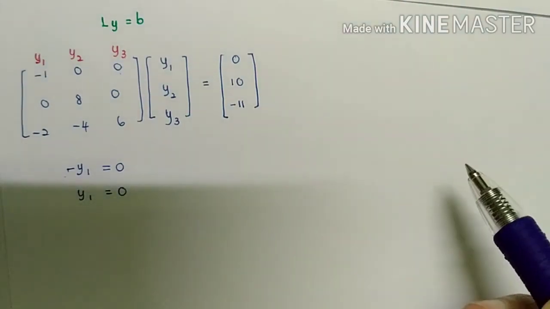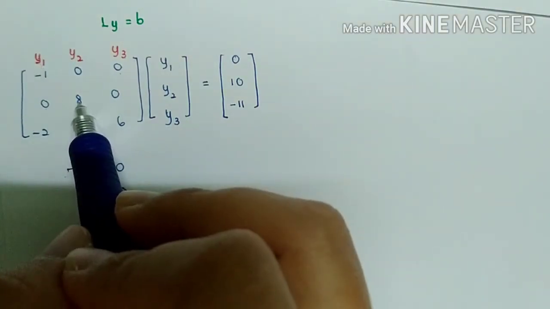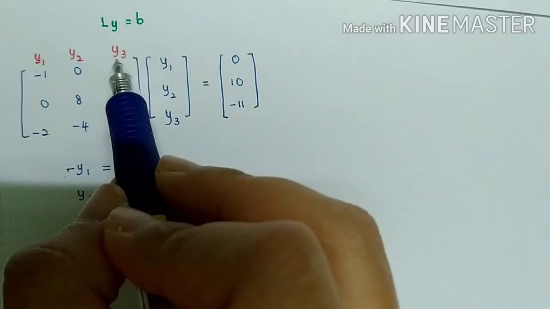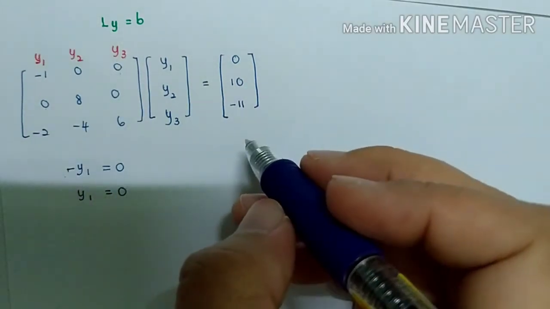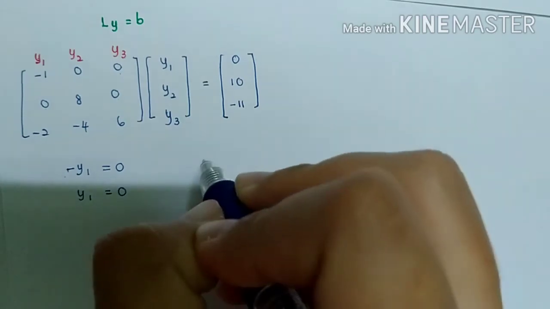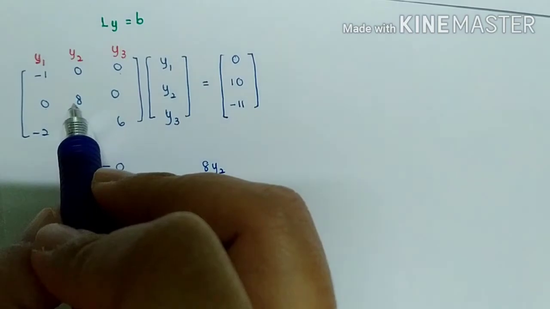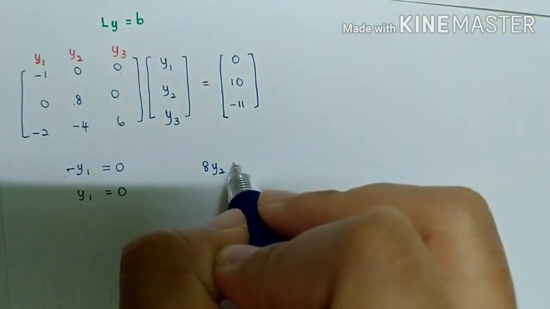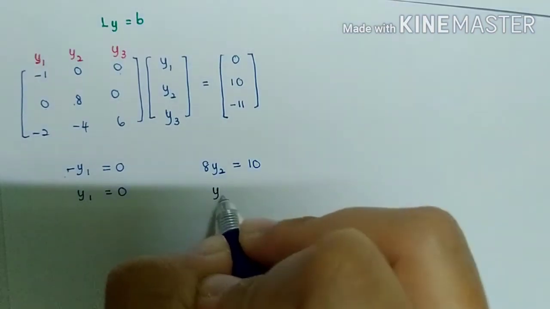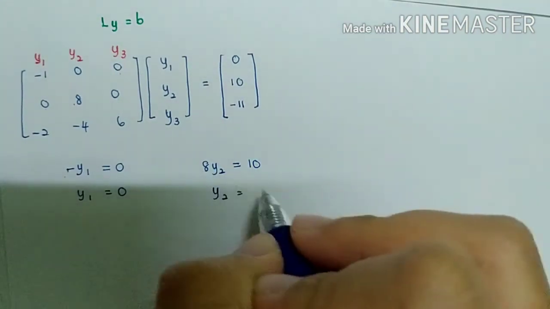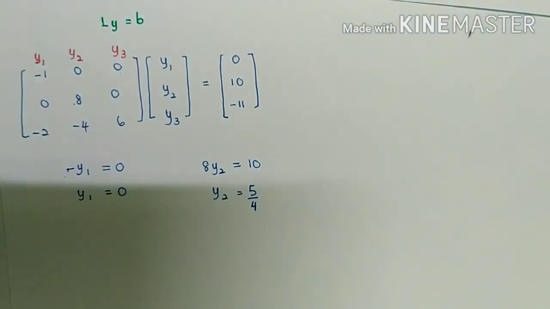Okay, and then for the second row, we have 0y1 plus 8y2 plus 0y3. So we don't have to write y1 and y3. We only have 8y2. Okay, positive 8y2 is equal to 10. So y2 is 10 divided by 8, we simplify, we get 5 over 4.